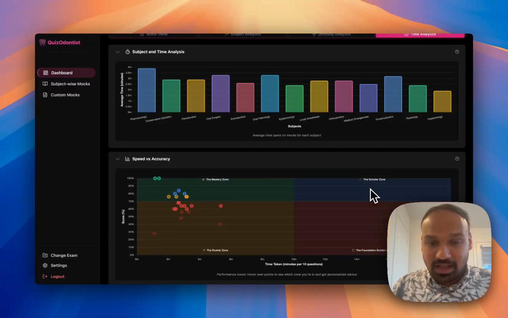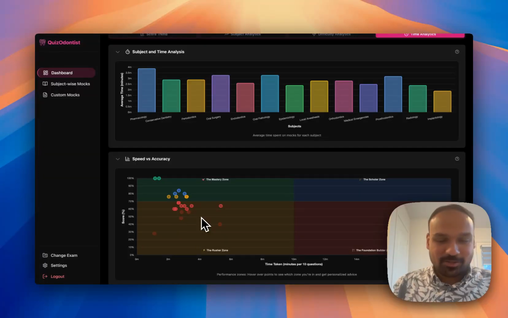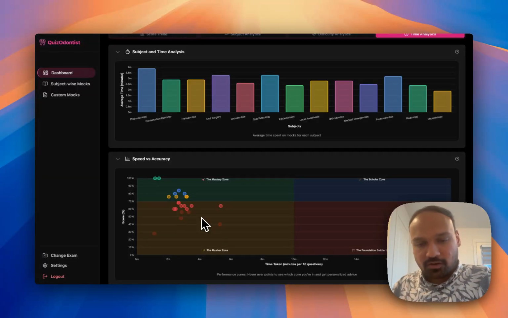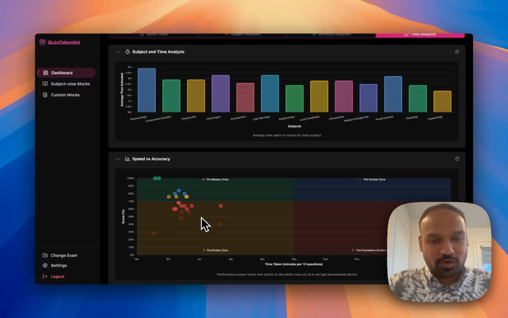But be careful, as you try to get faster, it's easy to overcorrect and become the rusher. This is where you are moving like a caffeinated squirrel, finishing early but making careless mistakes. Your knowledge is likely good, but your speed has become your enemy. Your prescription is to slow down. Read every single word of the question, focus on your accuracy over your speed.